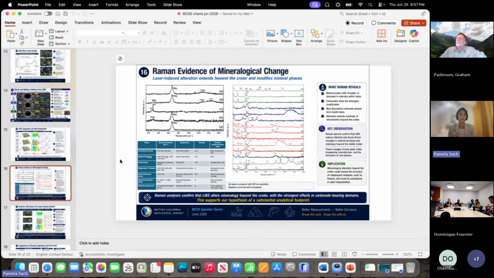So what happens when we shoot our LIBS is that it will change the mineralogical composition of the sample, because we generate magnetite and we generate hematite. Hematite, yes. I got it. Thanks.